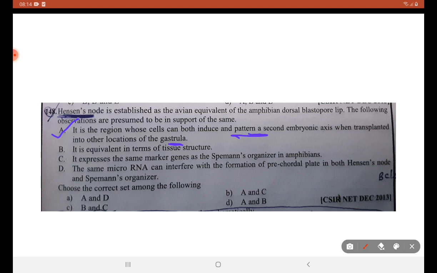It is equivalent in terms of tissue structure. This is an irrelevant, incomplete statement. So, B cannot be the answer. It expresses the same marker genes as the Spemann organizer. Correct. B is the right answer. Let's read the D option. The same microRNA can interfere with the formation of the precordal plate in both Hensen's node and the Spemann organizer. There is some RNA involved in the expression, but not the same microRNA. If the same microRNA is produced, there will not be any differentiation between Hensen's node and the Spemann organizer. D can't be the right answer. B is the right answer.